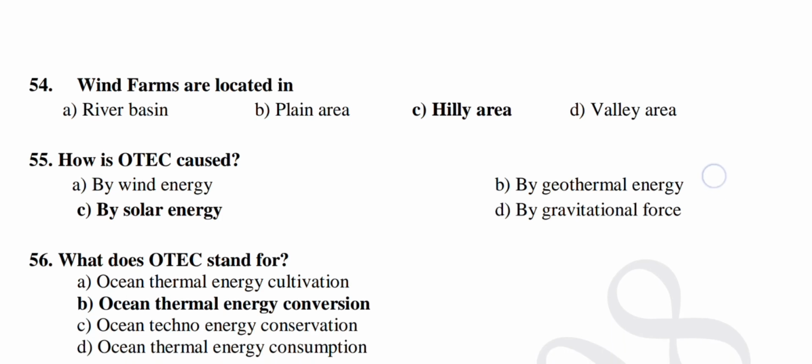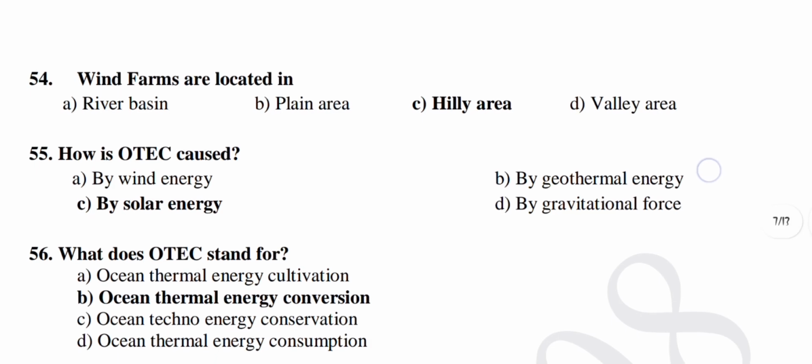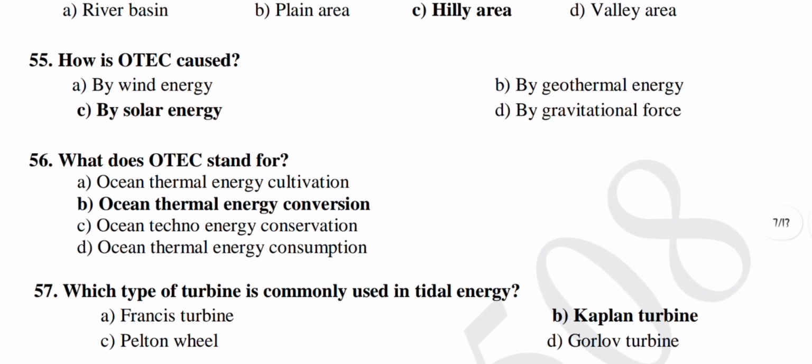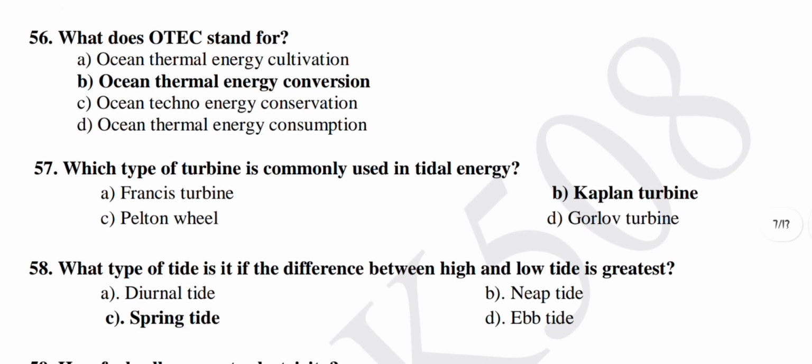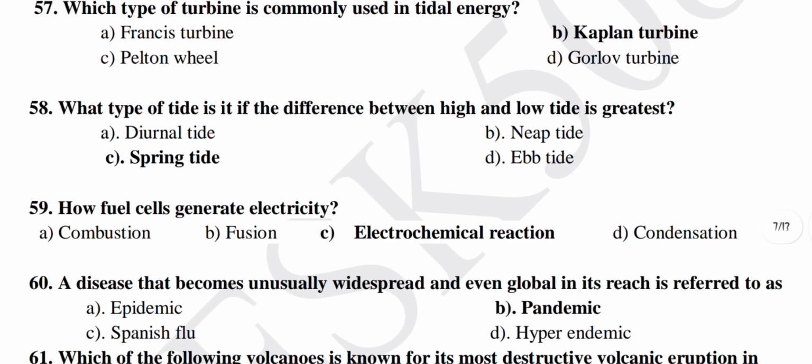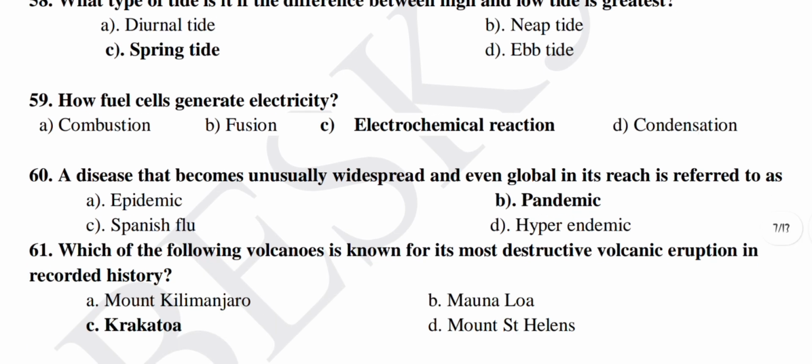How is OTEC caused by solar energy? 56. What does OTEC stand for? Ocean Thermal Energy Conversion. 57. Which type of turbine is commonly used in tidal energy? Kaplan turbine. 58. What type of tide is it if the difference between high and low tide is greatest? Spring tide. 59. How does a fuel cell generate electricity?